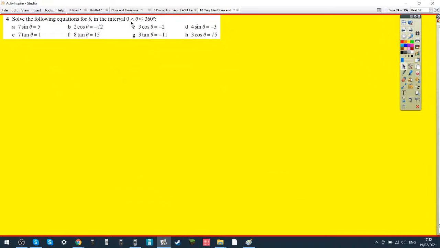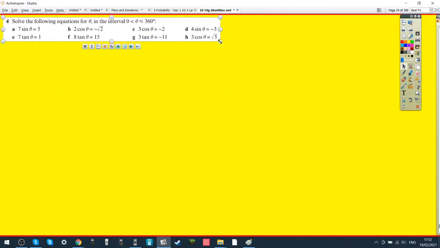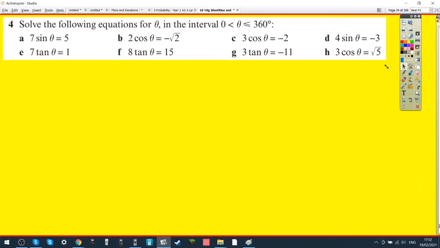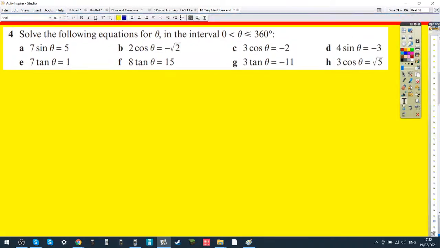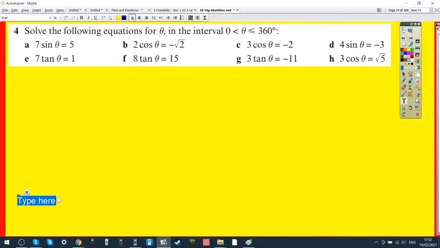How do we do part A? No, I'll tell you what, how do we do B? Divide by 2 on both sides. Yep. So minus root 2 over 2. And then inverse cos of minus root 2 over 2. You get 135. And that's the first answer.